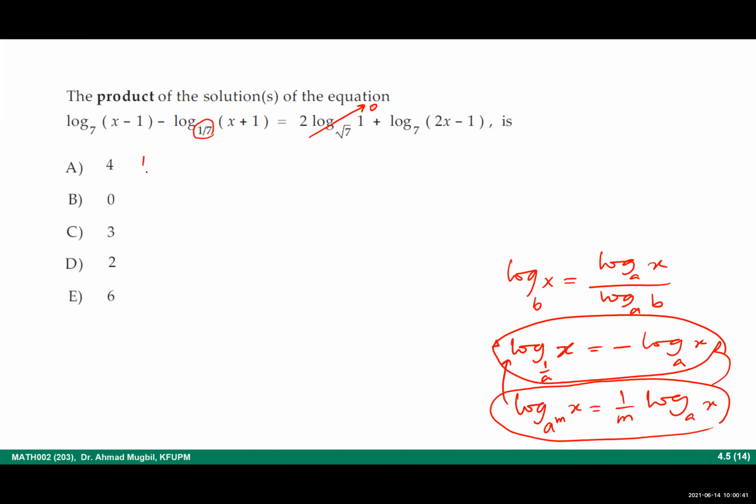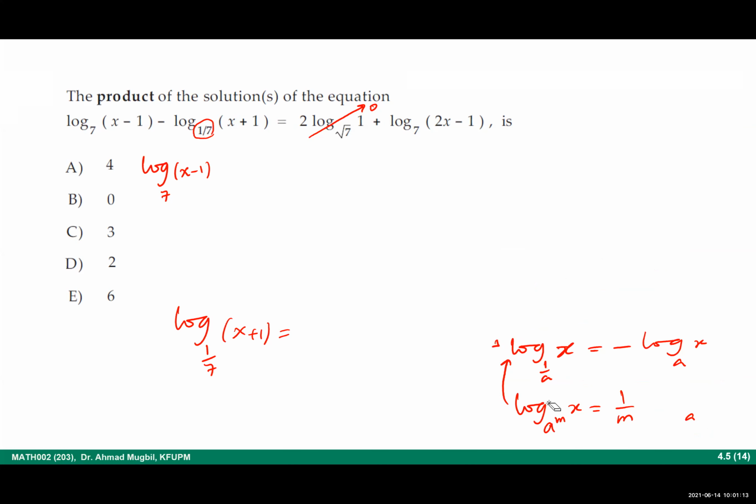So here we have log 7 of x minus 1. What will we have here, Shabab? What will be log 1 over 7? Who can tell me? It will be log base 7 of x plus 1 over log 7 of 1 over 7. What is it at the end? You are right. Okay, use this one. You used this one, Abdulmalik. Yes, this is clear, you used this one, it is clear, you don't need much talk. Yes, and then it will become negative.